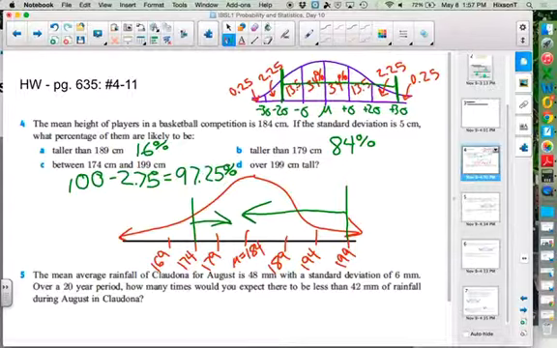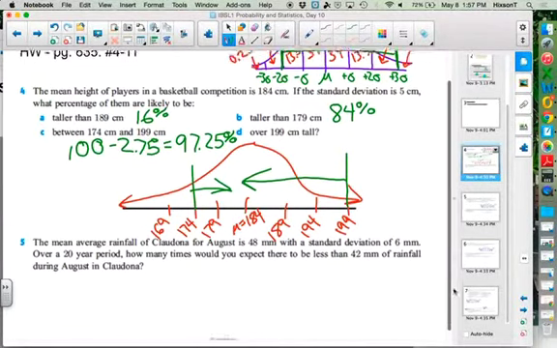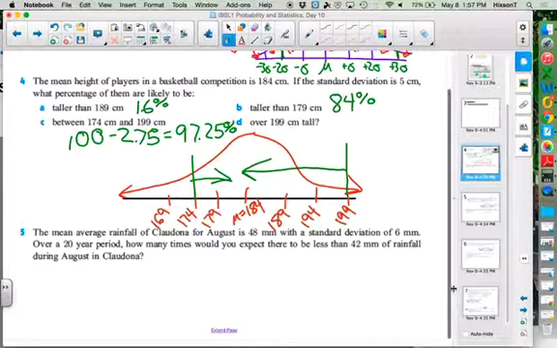Okay. Our last one, how many are over 199 centimeters? 0.25%. So 1 out of every 400. Number 5 is the same problem. We're just talking about rainfall in Claudona instead of heights of basketball players. But the concept mathematically is the same.